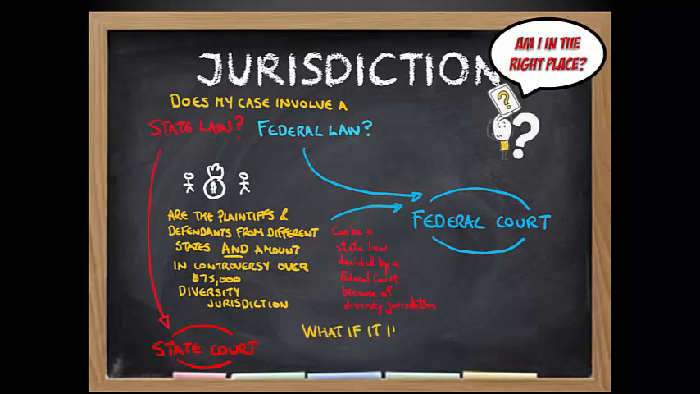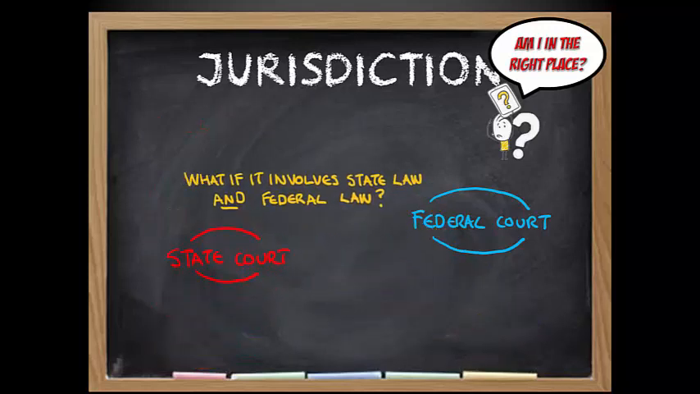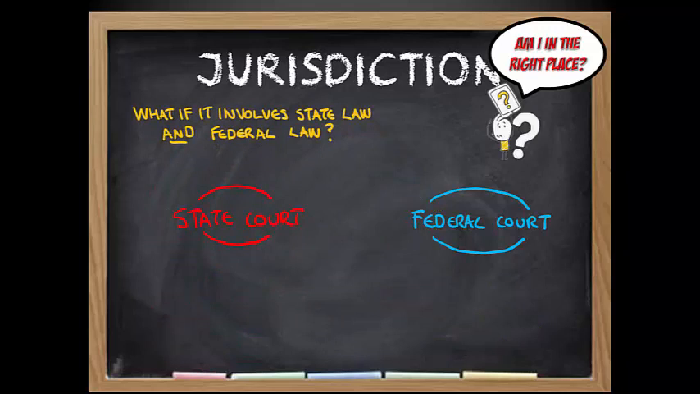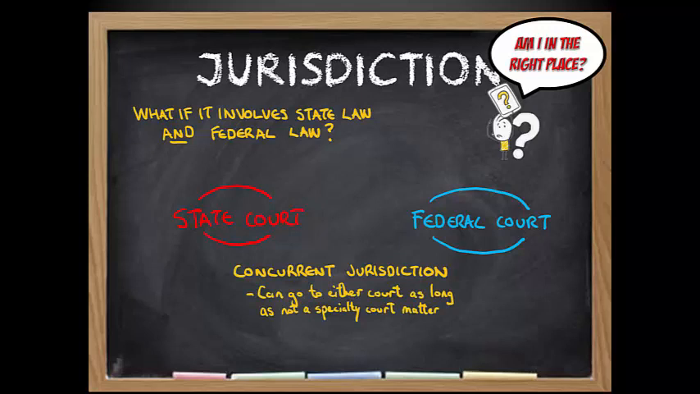But what if there's both state and federal laws involved? There's this rule for concurrent jurisdiction when there are issues involving both state and federal laws. Both courts would have the authority to hear the case and decide on the laws as long as there isn't a matter that belongs in a specialty court, one of those courts of limited jurisdiction.